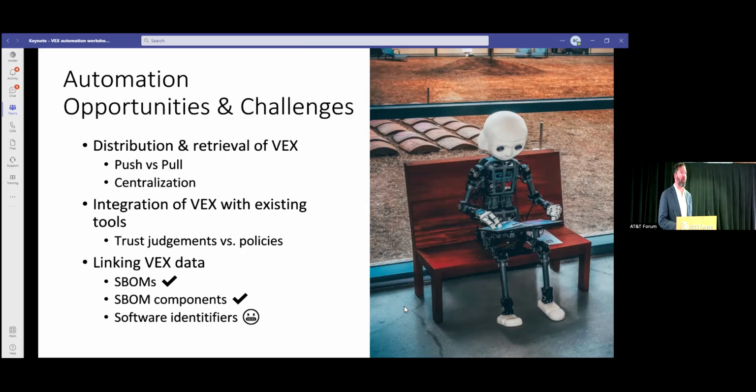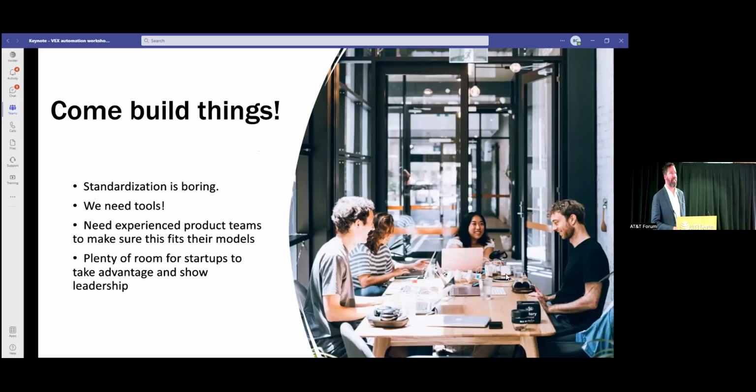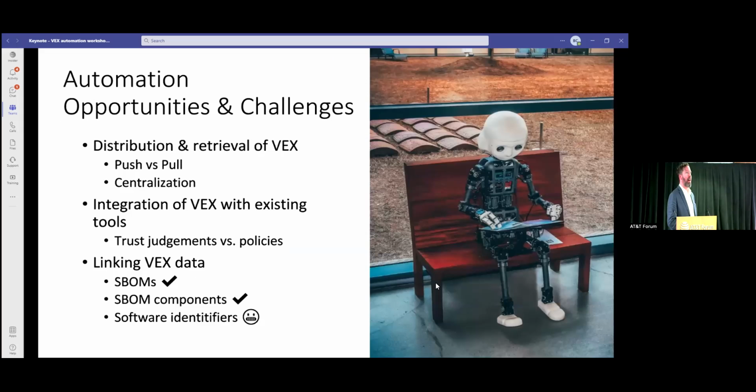And this touches on one of the bigger challenges here, which is that software identity is a known hard problem, and we're still trying to figure it out. This is something that CISA has been engaging with. We've been talking with our friends at NIST for a while. We know that this is broken.